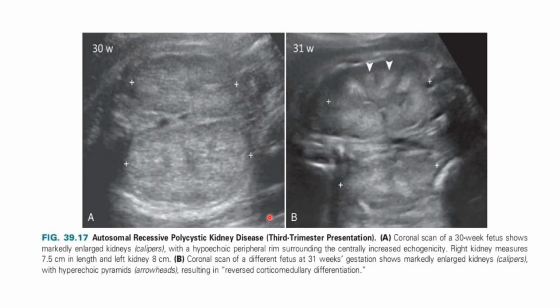This is the ultrasound imaging at 30 weeks of gestation. You can see both kidneys are enlarged in size with increased echogenicity and loss of corticomedullary differentiation. This is the picture repeating the same features, on the coronal scan.